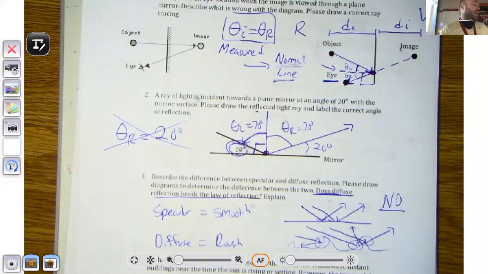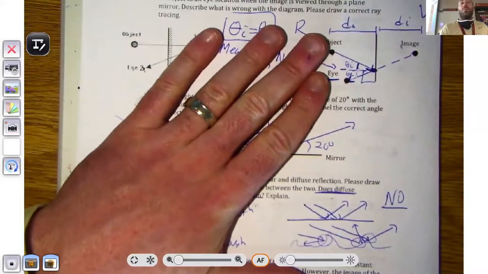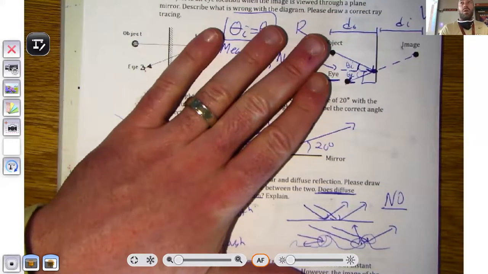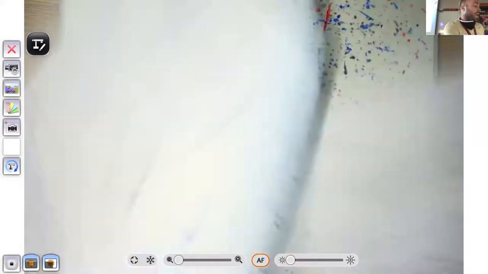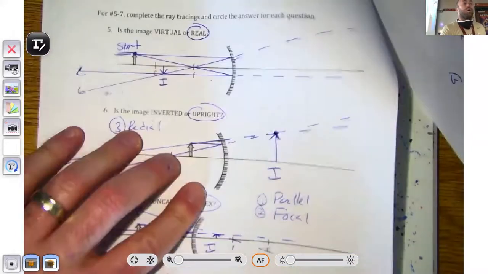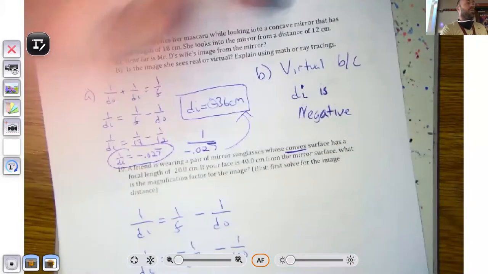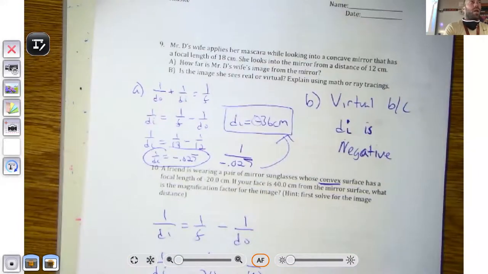You'll see things like law of reflection, ray diagrams with plane mirrors. You will see, again, ray tracings just like these. And once again, you will see the mathematics of mirrors. So it's another opportunity to prove that you've learned the reflection property, and hopefully you can get a really good grade on that portion of the test.